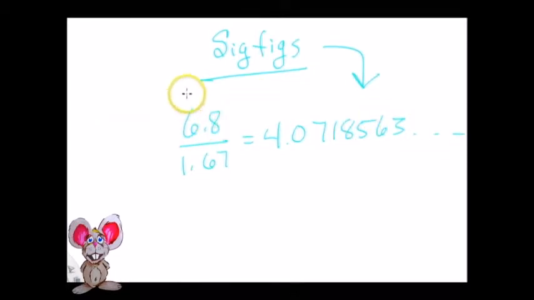Okay, so let's first identify the sig figs in each component. Let's start with the numerator. We have 1, 2 sig figs. Okay, sig figs equals 2. And in the denominator, we have 1, 2, 3 sig figs. So clearly 2 is less than 3. So when we present our solution, it will have 2 sig figs.